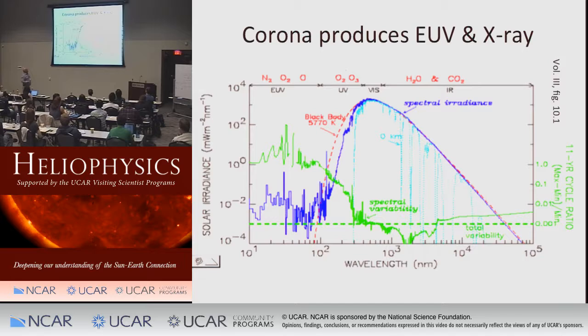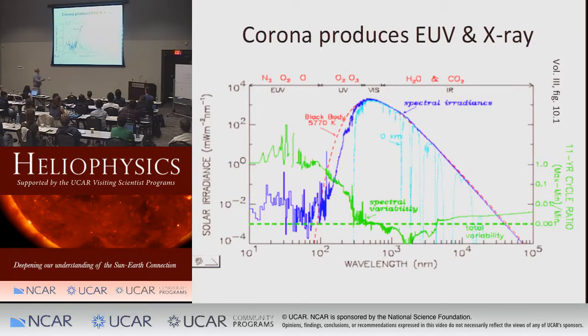Now here is a plot of how much light we're getting from the sun, what the irradiance is as a function of wavelength. This is done by people here. This is in volume 3, and it's done in nanometers. So our X-rays sort of, this is 100 angstroms, 1,000 angstroms. Here's the visible light. This blue is the spectrum. And this red dashed is a black body spectrum, 5770 Kelvin, right? So the sun, you'll often say, is a black body.